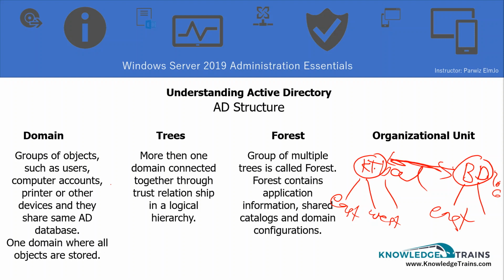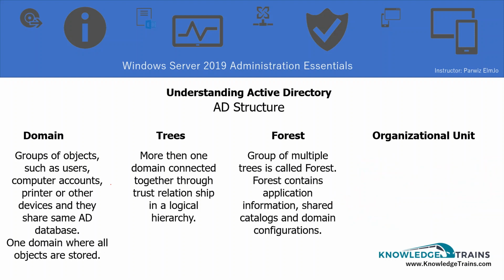So this is where you have multiple forests with multiple trees. It's a group of multiple trees, and that is called a forest. And a forest contains application information, shared catalog, and domain configurations.